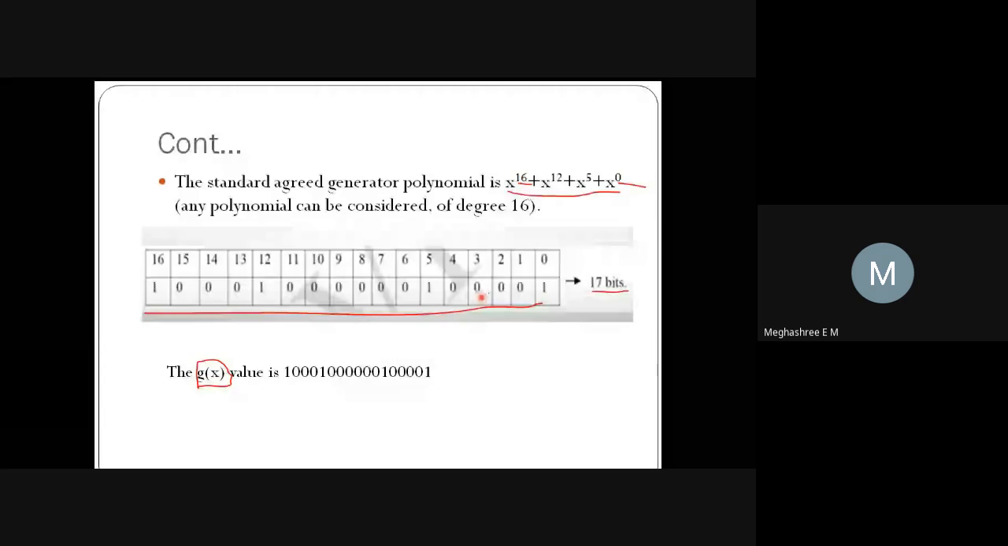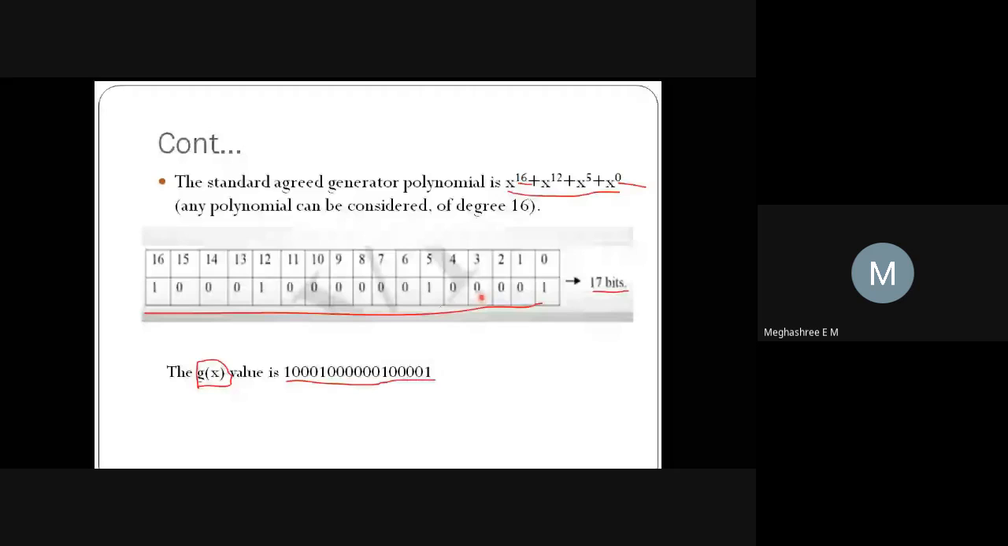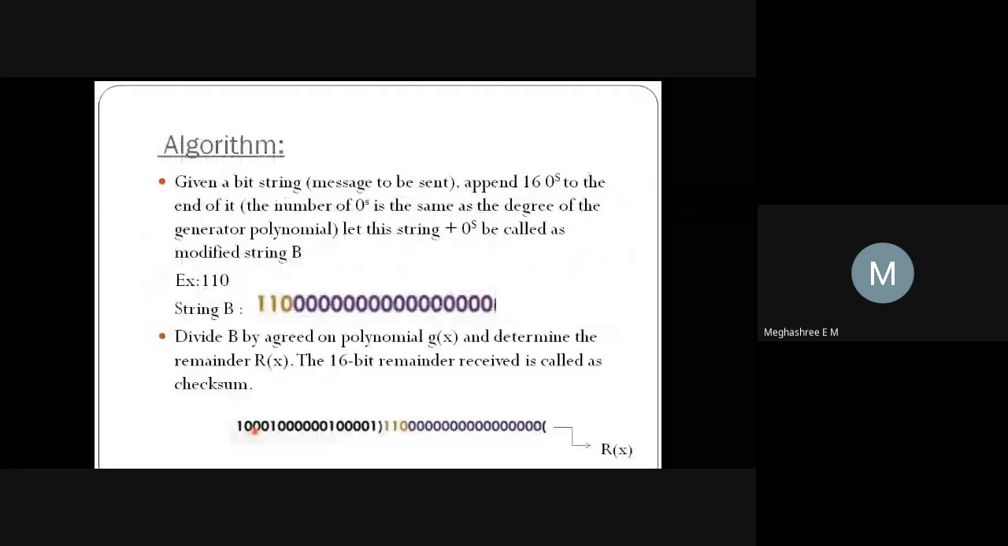1 0 0 0 1 0 0 0 0 0 0 1 0 0 0 0 1. So there are 17 bits when you convert the generator polynomial into binary format. This is the basic thing you should understand with respect to CRC implementation. Next, we directly go to the algorithm, how CRC is implemented first at the sender side.